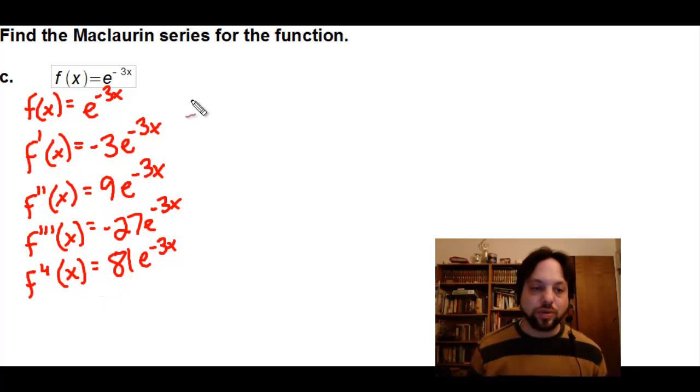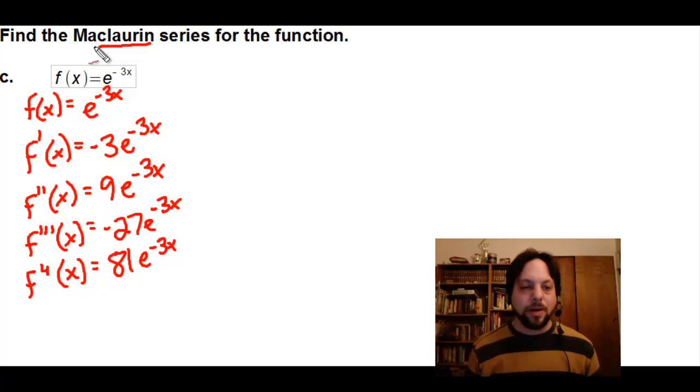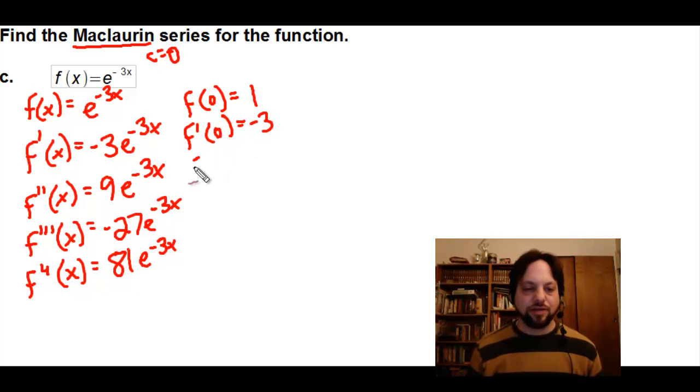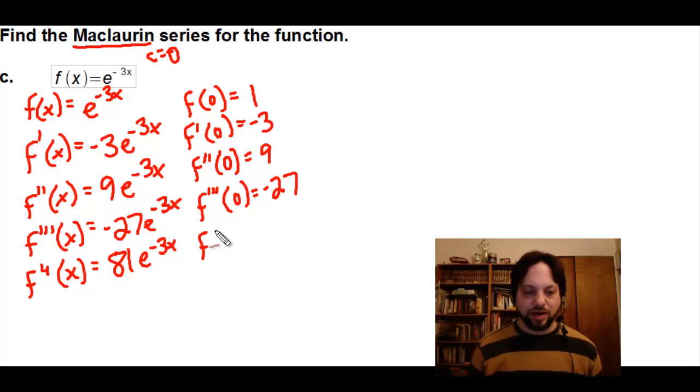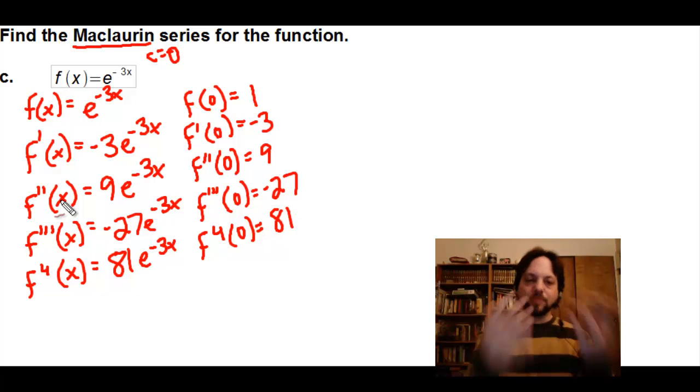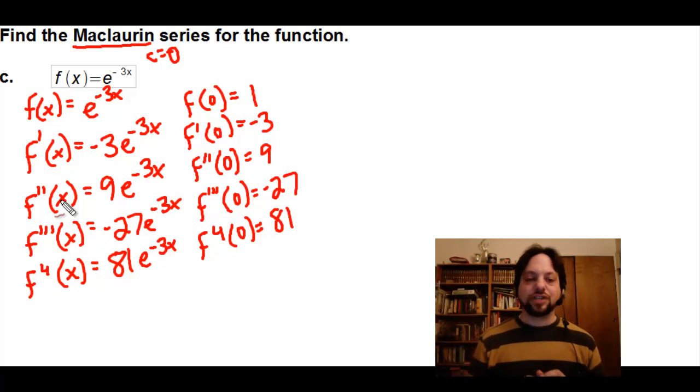If I evaluate each one at 0, because remember, Maclaurin says c equals 0. So f of 0, that's easy, that's e to the 0 power. F prime of 0 is going to be -3, and in fact each of these is just going to be the coefficient in front of the e term. So this isn't too bad here. Easy to work out, not hard to execute, and it looks kind of like that. So there are the coefficients to the terms of my Maclaurin series.